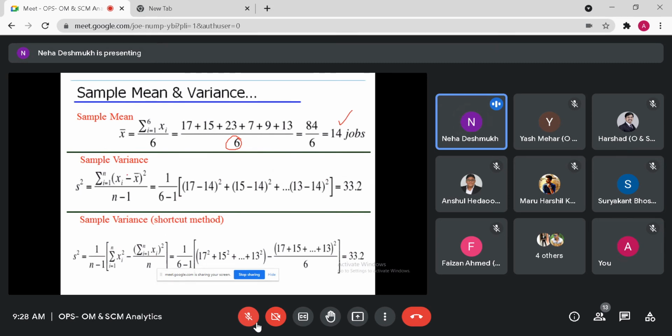Sample variance: xi minus x bar. You have to subtract the mean from each individual observation and square it. This divided by n minus 1, you will get the sample variance. Sample variance by shortcut method: xi square, first square each individual observation, then add; first add, then square this one and divide, you will get the variance. Is this clear?